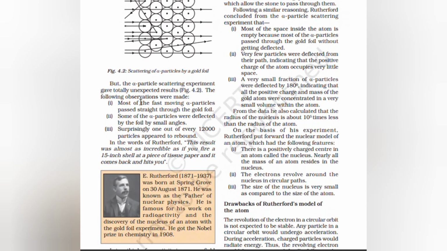But the alpha scattering experiment gave totally unexpected results. The following observations were made. Most of the fast-moving alpha particles passed straight through the gold foil. Some of the alpha particles were deflected by the foil by small angles. Surprisingly, 1 out of every 12,000 particles appeared to be rebounded.